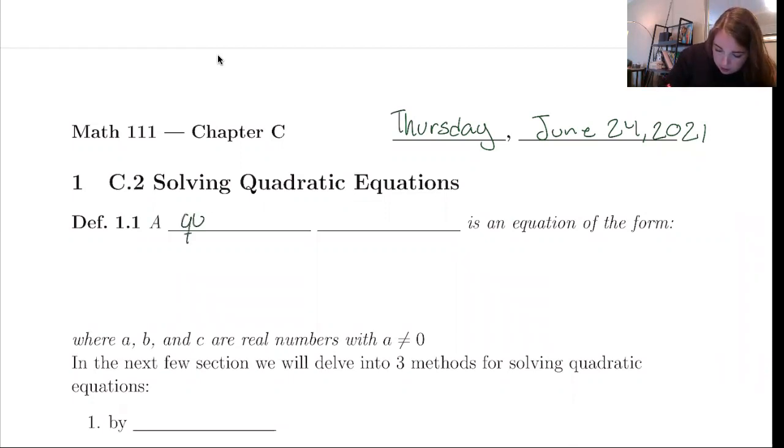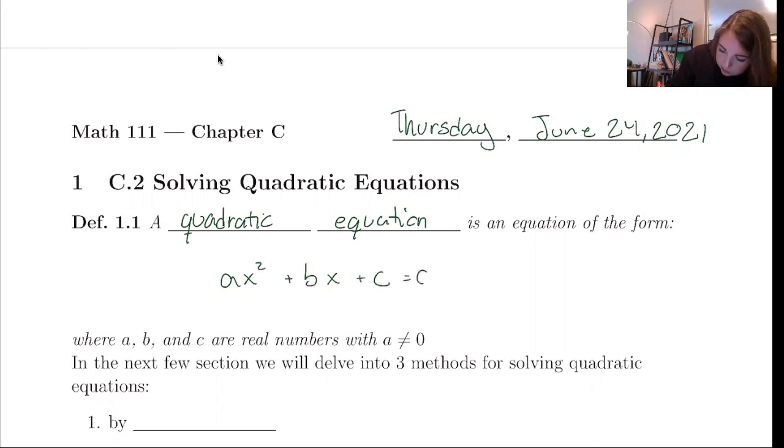So we define a quadratic equation as an equation of the form ax squared plus bx plus c equals 0. That's really important. Equals 0. So basically a quadratic expression just set equal to 0, where a, b, and c are all real numbers, and really specifically a can't equal 0, or else it would be a linear equation.